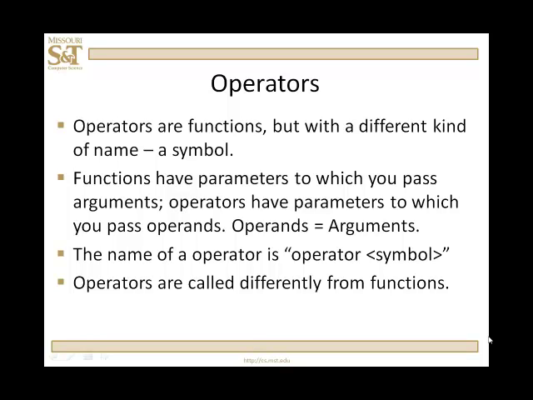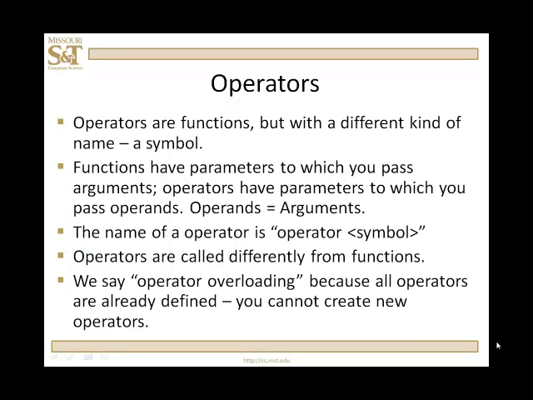The difference between a function and an operator is that the name of an operator is operator and then the symbol. In C++, operator is a keyword, and that becomes part of the name of that function. So it's going to be operator and then whatever symbol. For instance, operator star, operator plus, operator less than, whatever it is. And of course, operators are going to be called differently from the way functions are called, and we're going to take a look at some examples.